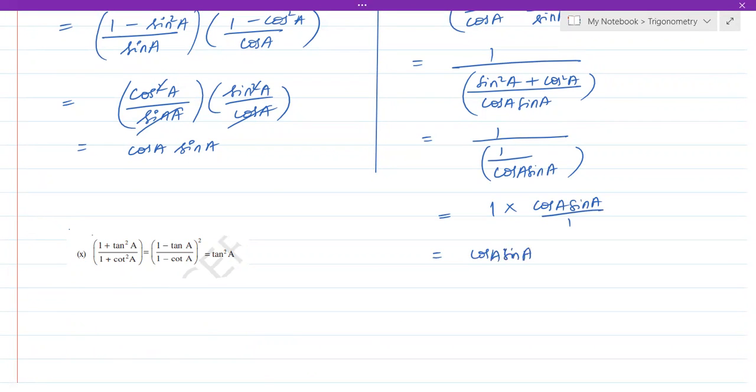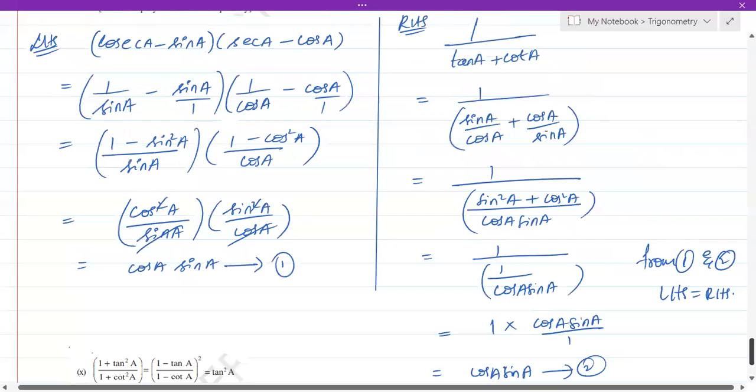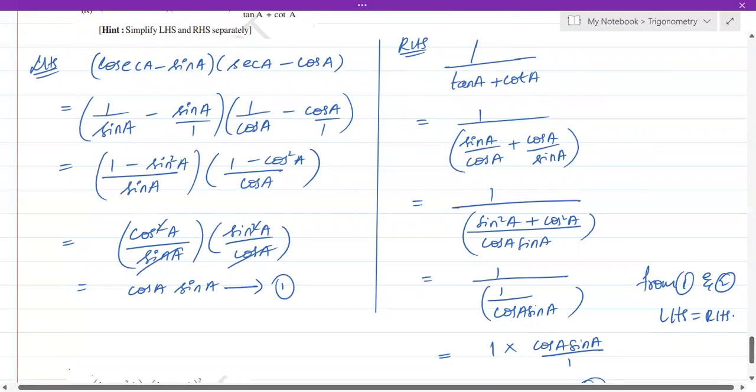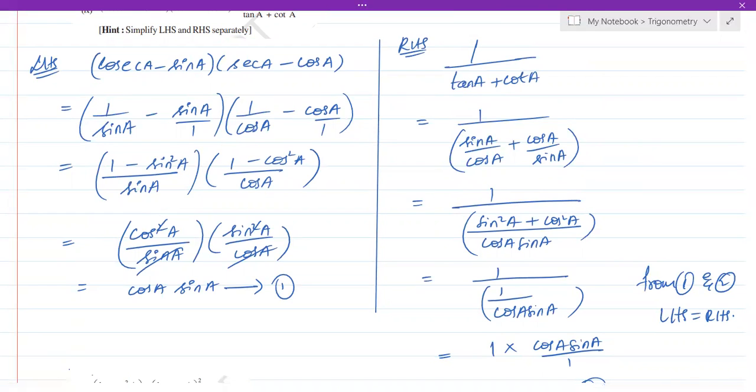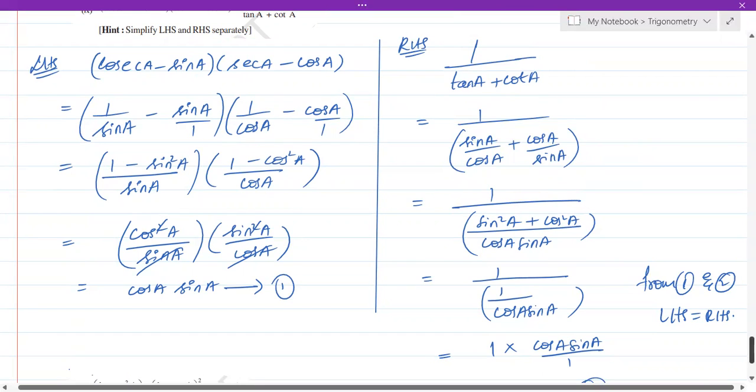When you simplified LHS, you got the answer as cos A sin A. When you simplified the RHS also, you got the answer as cos A sin A. Therefore, from 1 and 2, we can tell that LHS is equal to RHS. Very simple. We are following the same procedure in all the problems. The first step is to check if there is any identity. If there is an identity, we're going to use it. If it is not there, then we're going to convert everything into sine and cos. After conversion, we must take LCM. Once we take LCM, definitely we'll get an identity, that is a trigonometric identity or algebraic identity. If you use that, easily you'll get the answer.